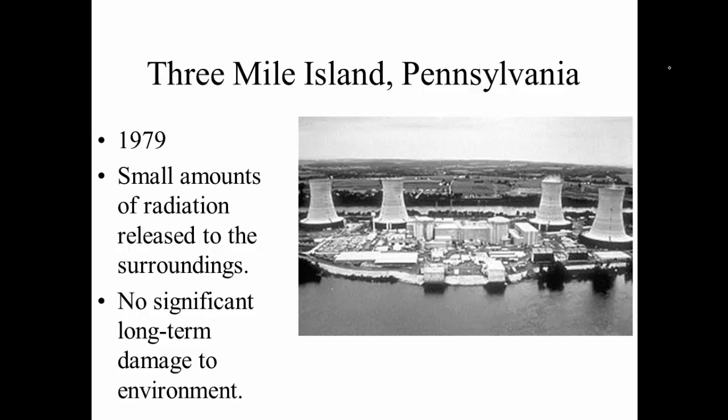Just a couple of interesting historical stories about nuclear power plants. One of the first accidents in a nuclear power plant was actually here in the United States at Three Mile Island, Pennsylvania. It's a power plant on an island in a river, and there are several nuclear reactors there, and one of them had a small accident in 1979, and small amounts of radiation were released into the surroundings, but the accident was discovered and contained before any significant long-term damage occurred in the environment.